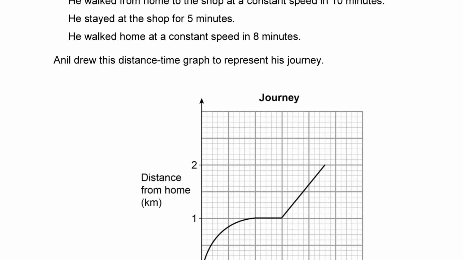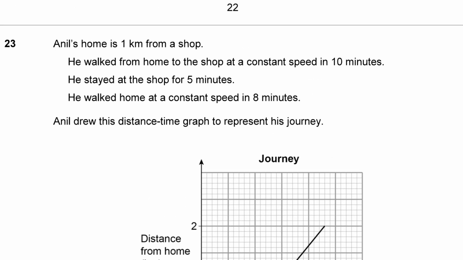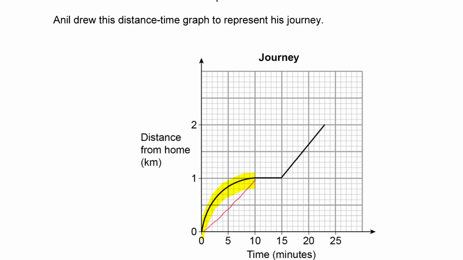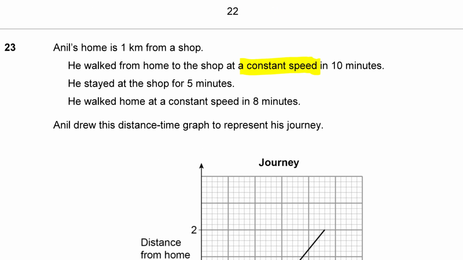Well, first off, we're told that he walked from home to shop at a constant speed. A constant speed should be a straight line on a distance time graph, whereas we've got a curved section here. They don't go together. It should have been a straight line from there to there, not a curved line. So that's one criticism.